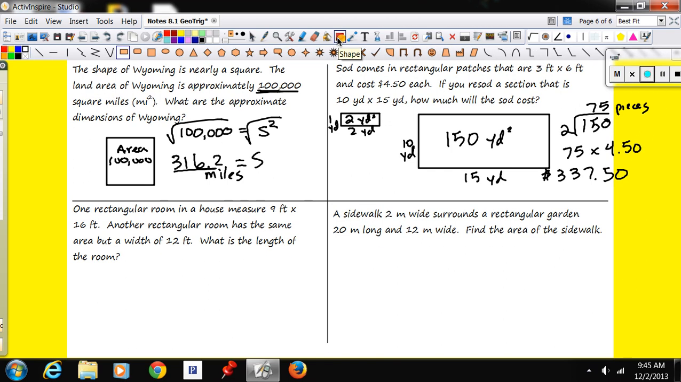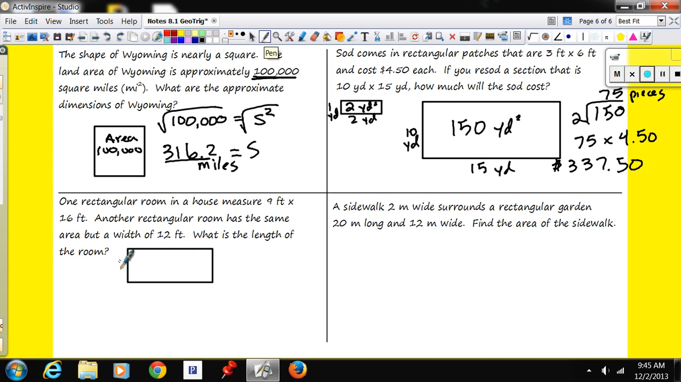Okay, so it's a rectangular room. So we draw a rectangle. It's 9 by 16. So how much is the area of that room? Okay, 9 times 16 is 144 square feet.